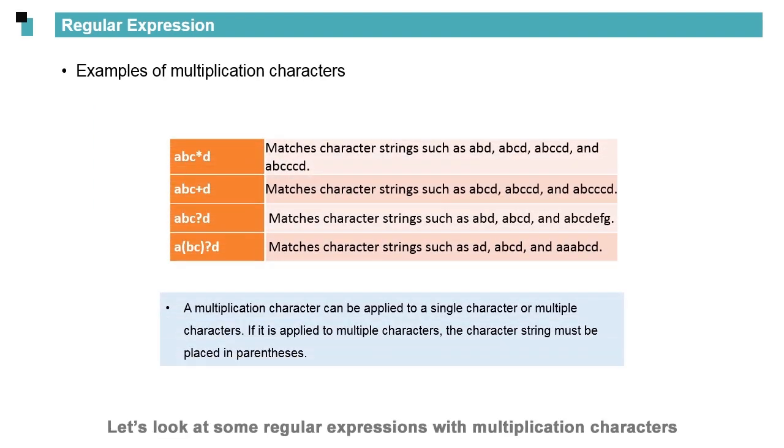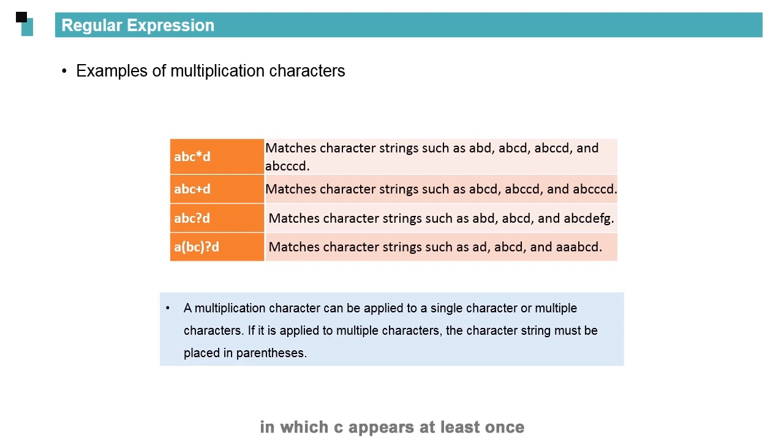Let's look at some regular expressions with multiplication characters. The first regular expression matches character strings that do not have Cs or have multiple Cs. The second regular expression matches character strings in which C appears at least once. The third regular expression matches character strings in which C does not appear or appears only once. The fourth regular expression matches character strings in which BC does not appear or appears only once.